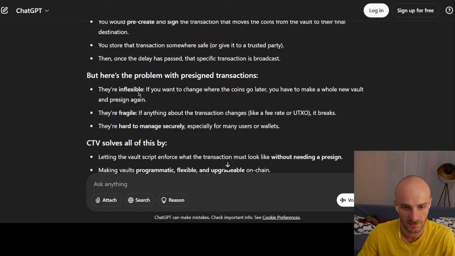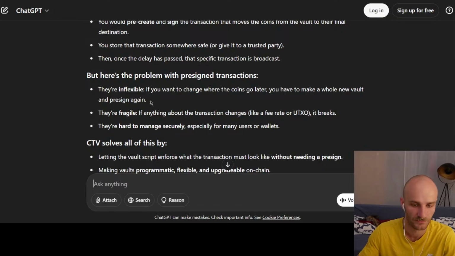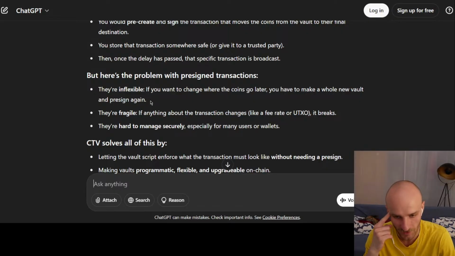They're inflexible. If you want to change where the coins go later, you have to make a whole new vault and pre-sign again. They're fragile. If anything about the transaction changes, like a fee rate or UTXO, it breaks. They're hard to manage securely, especially for many users of wallets.